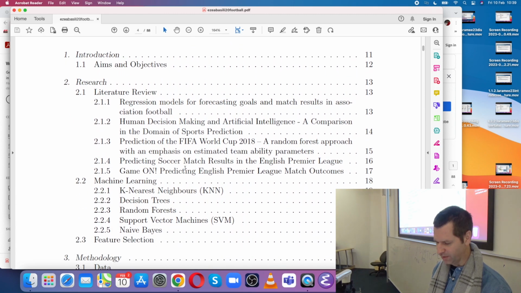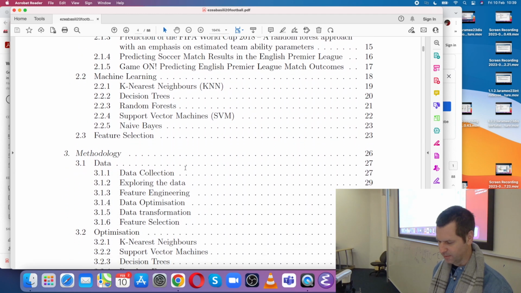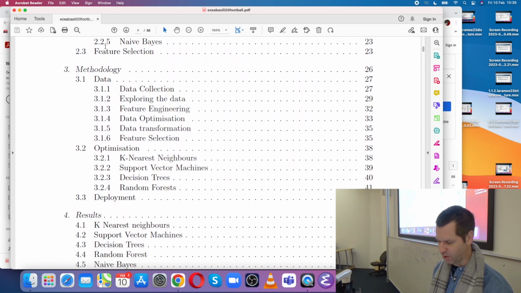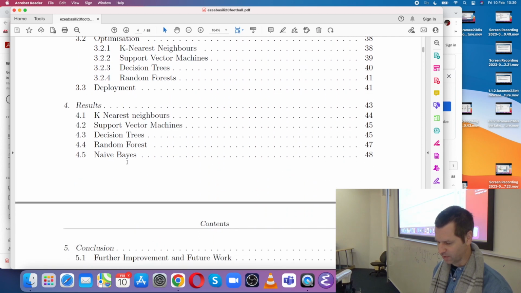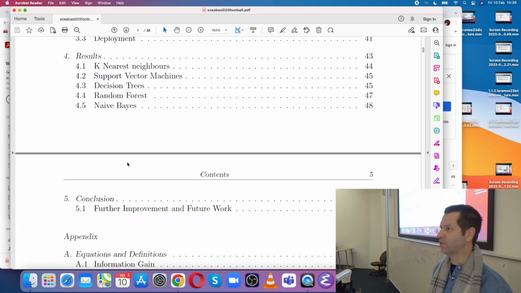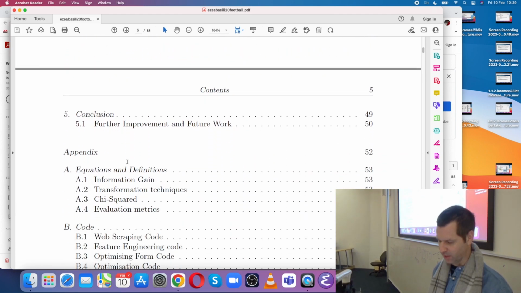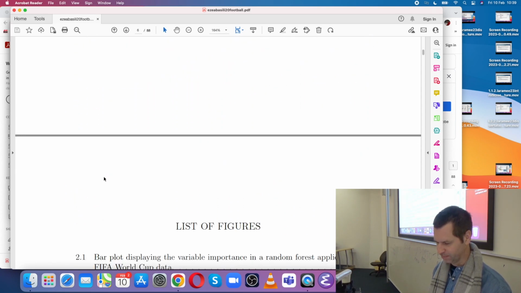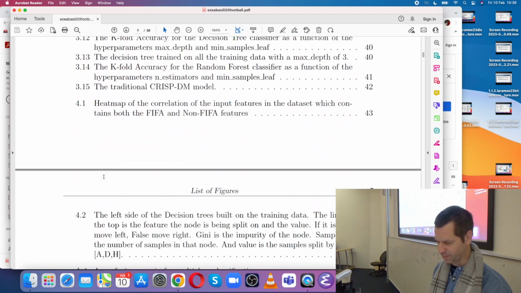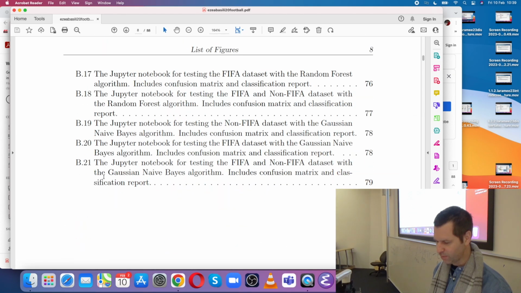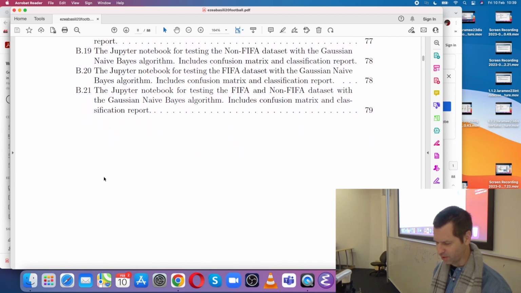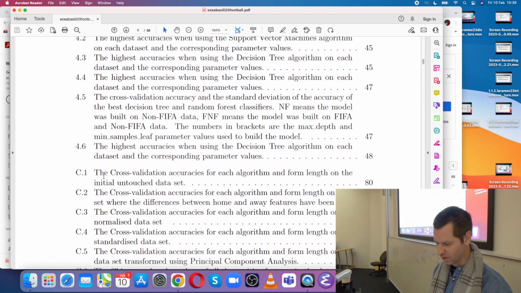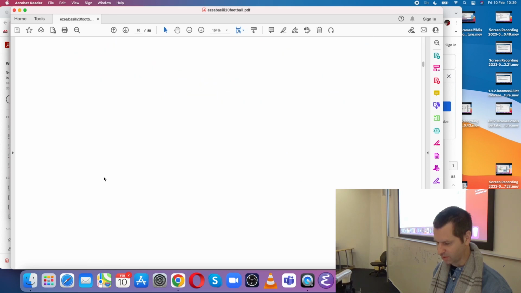The table of contents looks very well organized, right? Methodology, the data, optimization, and results. Okay, the organization is different than the first one, but it still looks pretty well organized. It has appendices, code, tables, and so on. List of figures. So lots of figures here, 21 figures. List of tables. So lots of tables, 11 tables.